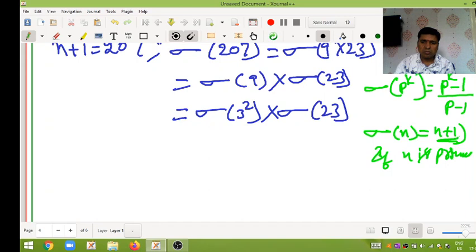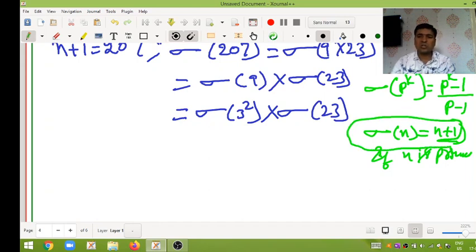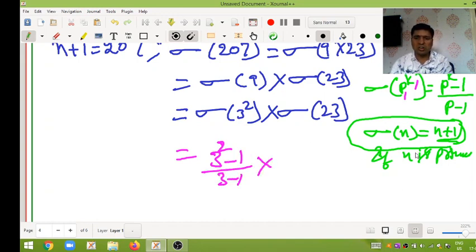N is prime. So my dear students, that's why this value you should apply here. Sigma of 3 square, K1 value is 2. So 3 power 2 minus 1 divided by 3 minus 1, into sigma of 23. Also we have to find sigma of n is equal to sigma of n plus 2.